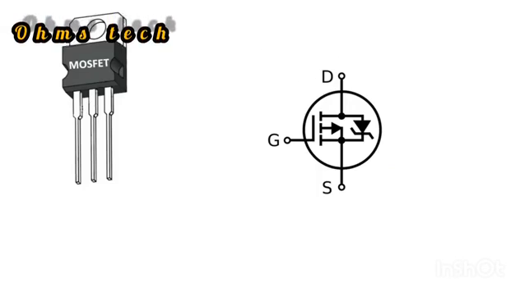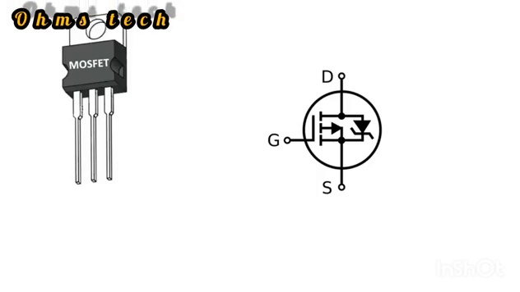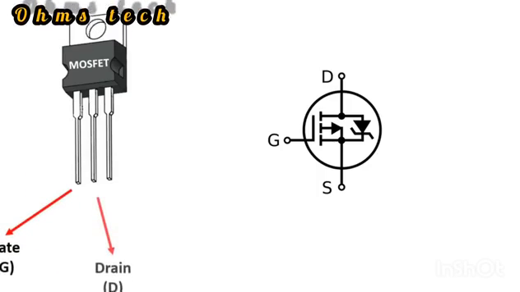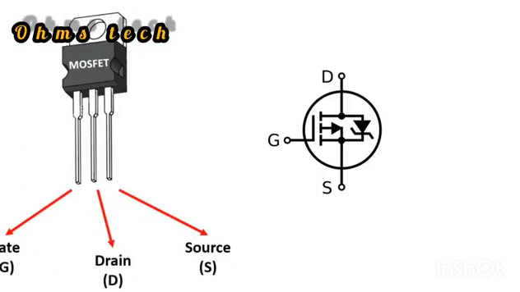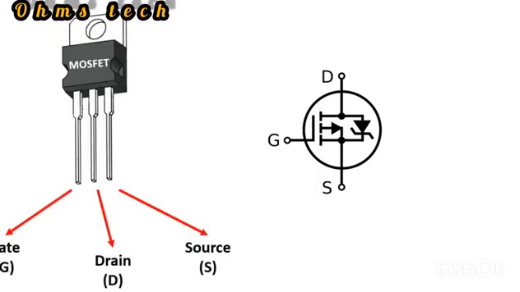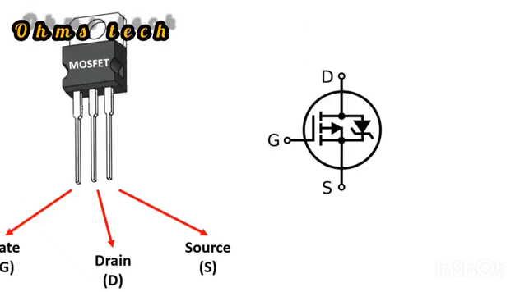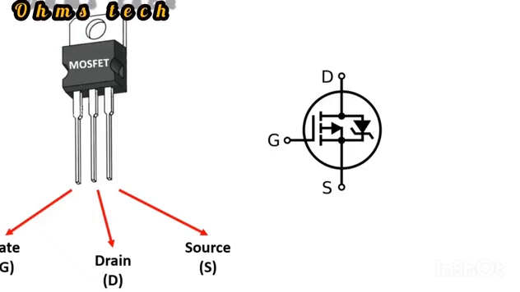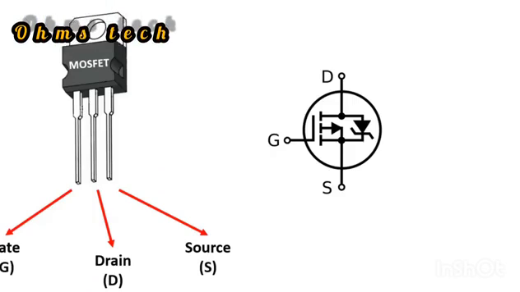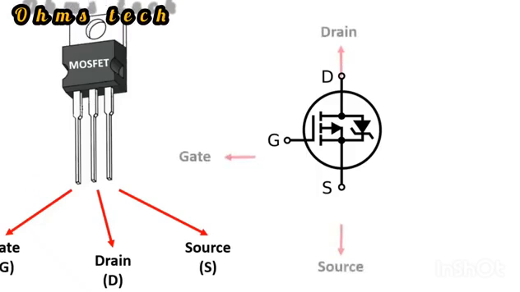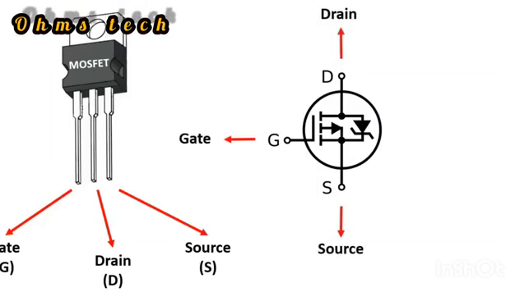MOSFET also has three pins. As in JFET, one of them is gate, the other is drain, and the last is source. Pin names are the same in MOSFET as in JFET. Their order is not always like this. Locations may vary depending on the model. G, D, and S abbreviations are used for these. In the symbol, the pin naming is like this.